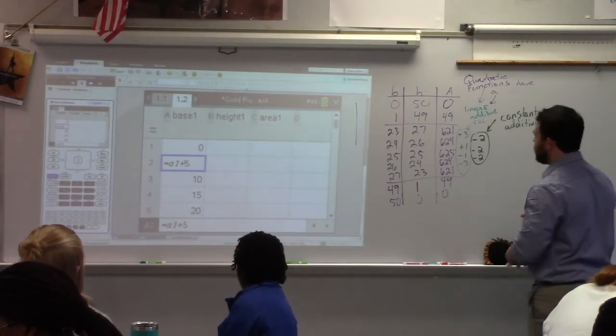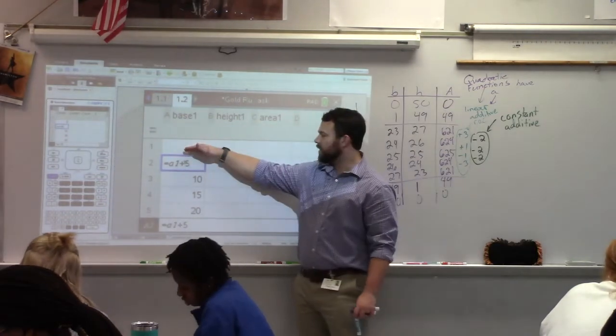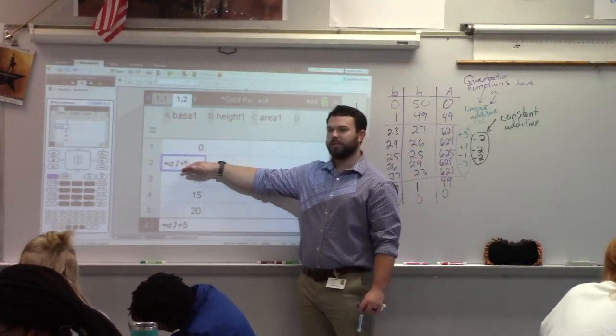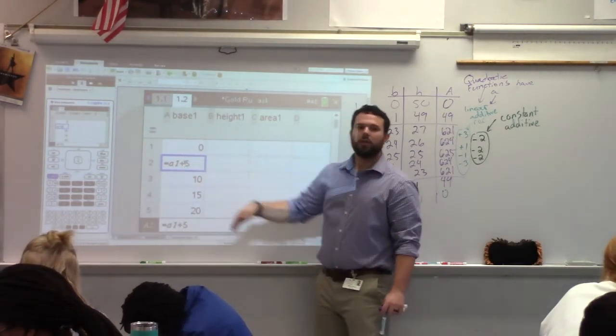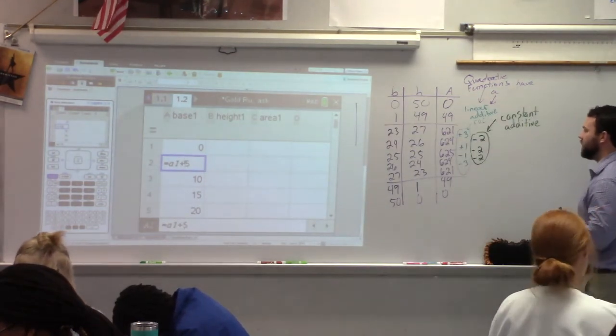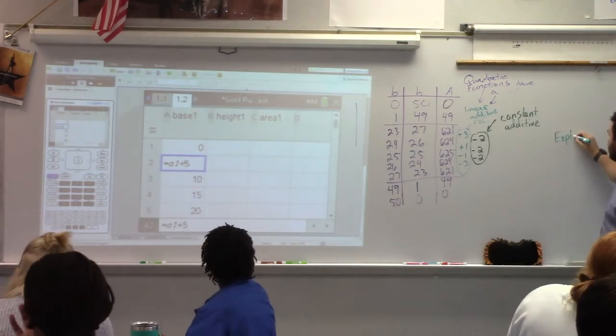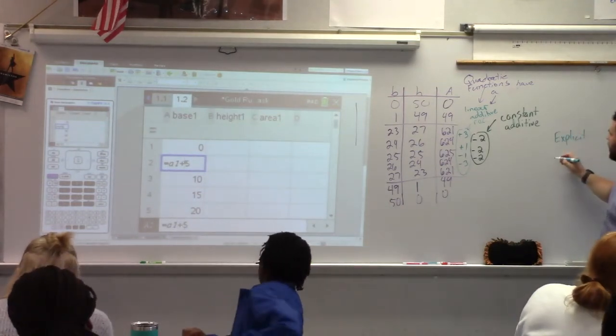Because what we've been doing by dragging and dropping is called recursion. You're taking the previous value and adding a certain amount to it each time. That's called recursion. But what's easier a lot of times than recursion is an idea of explicit. In an explicit, you can put in any input and immediately get the output.